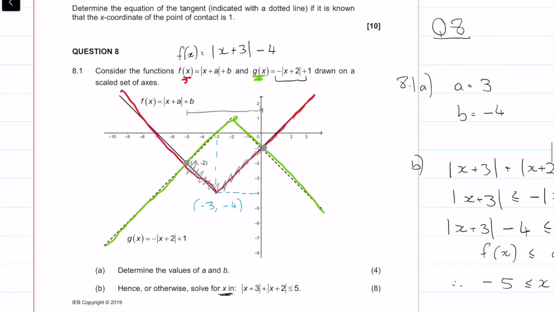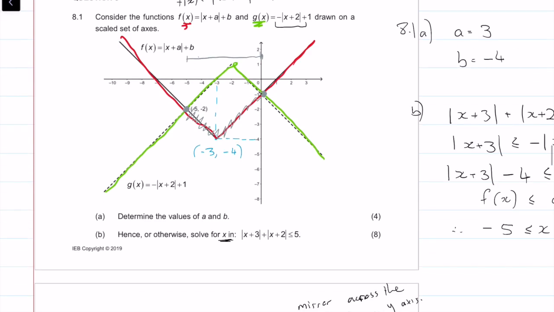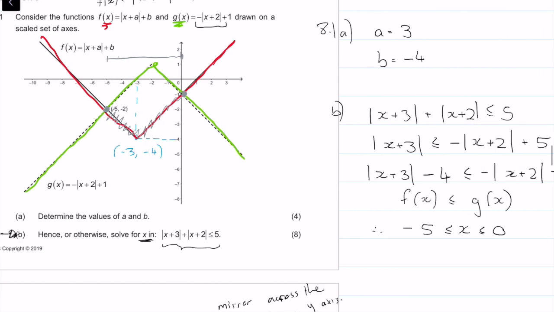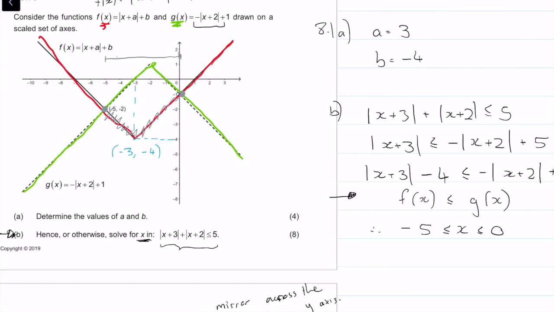Nice question, not too much thinking. Maybe this question, let me go through the thinking behind it. Basically, I've been given this graph, so the easiest way to figure out this inequality is to try and pull out the f of x and g of x graphs from here, which is what I did there. Then using the graphs, I can see where f of x is less than g of x, which was in the gray shaded area.